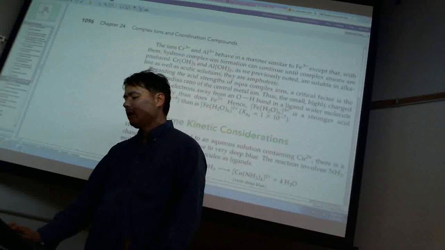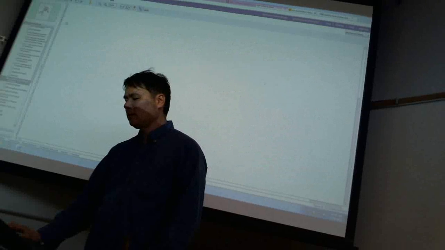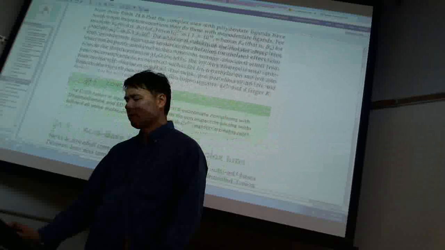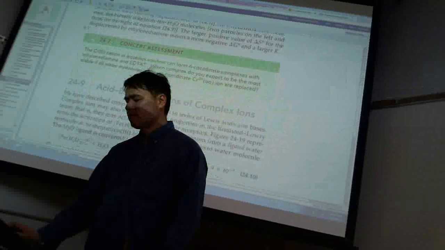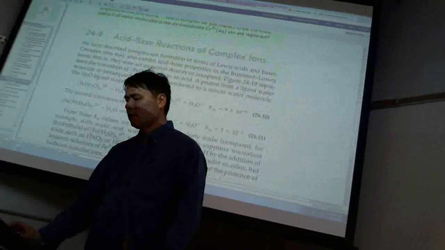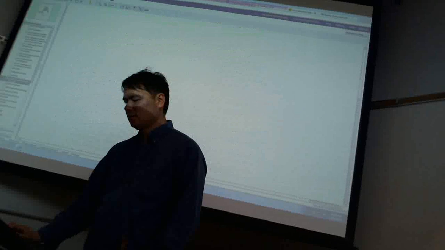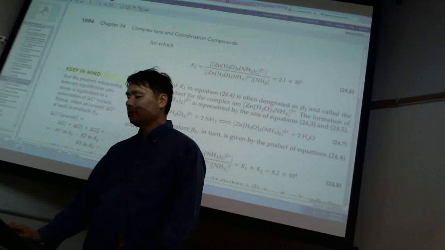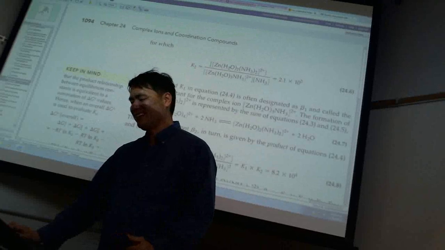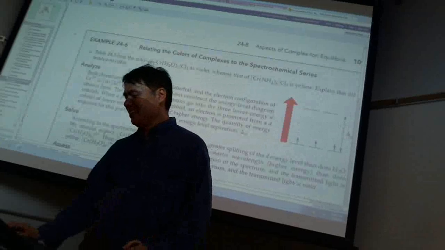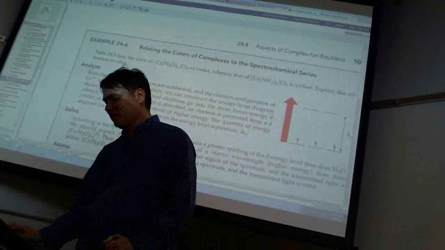Well, hexa-aqua probably, or tetra. Tetra-dichloro. Okay, where did you see that? Did you see it somewhere in the book? In the solutions manual? Yeah, I guess you could see it in the solutions manual.